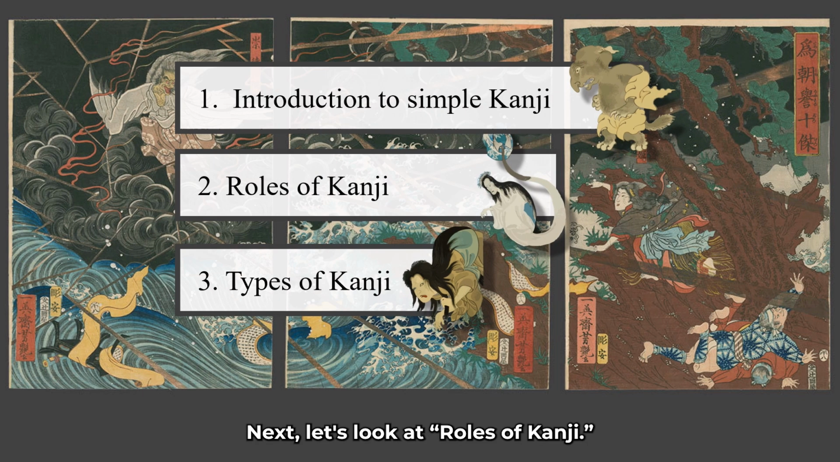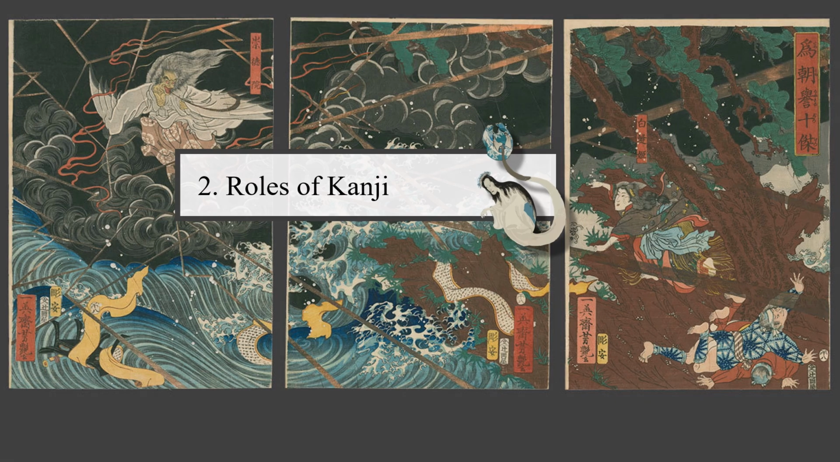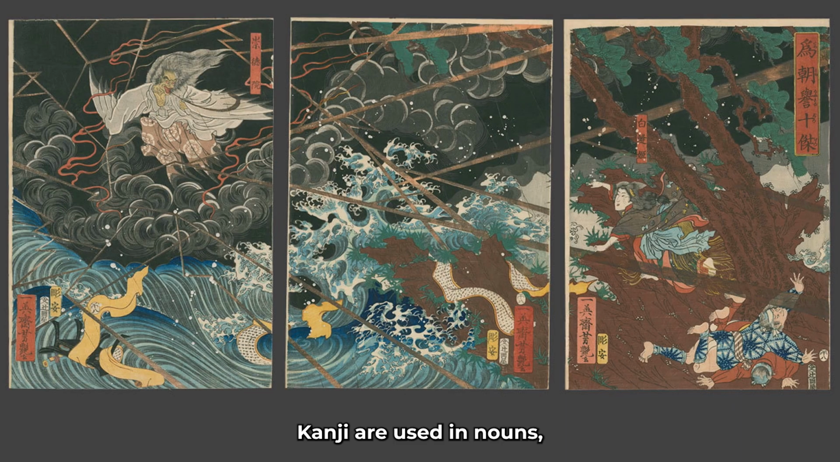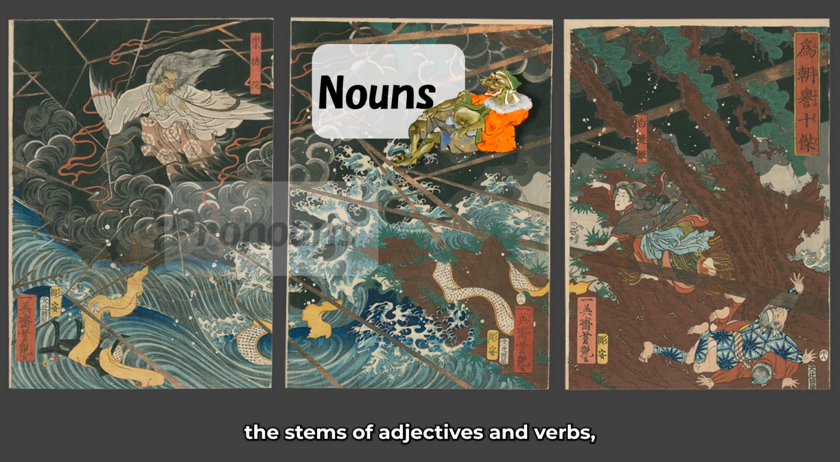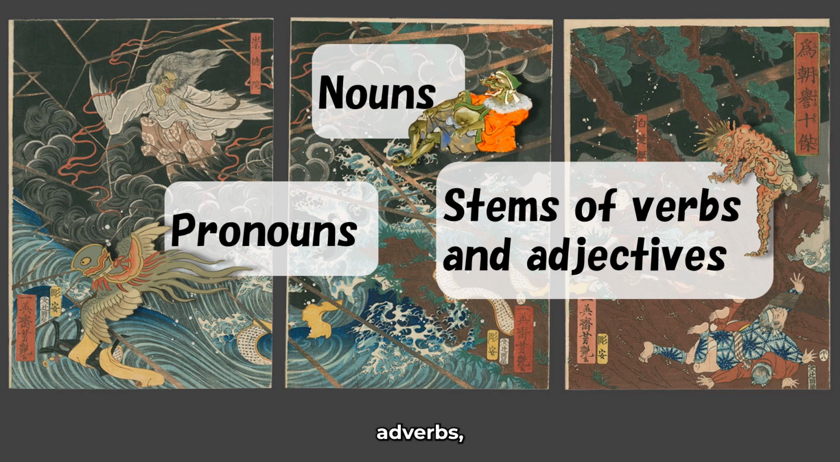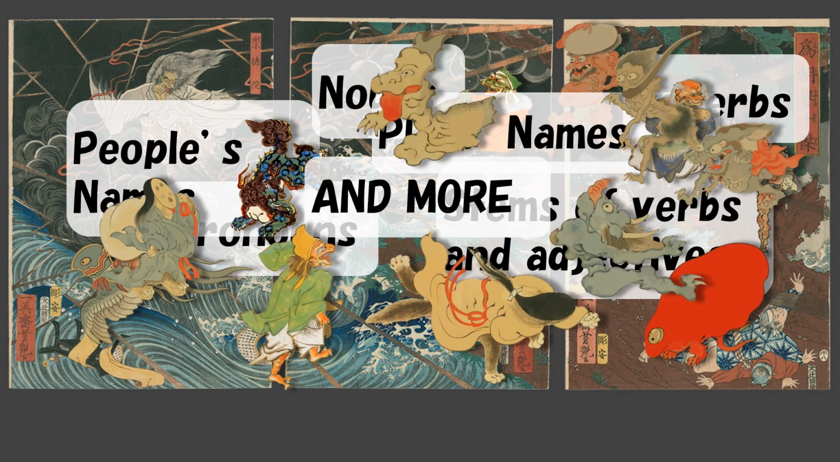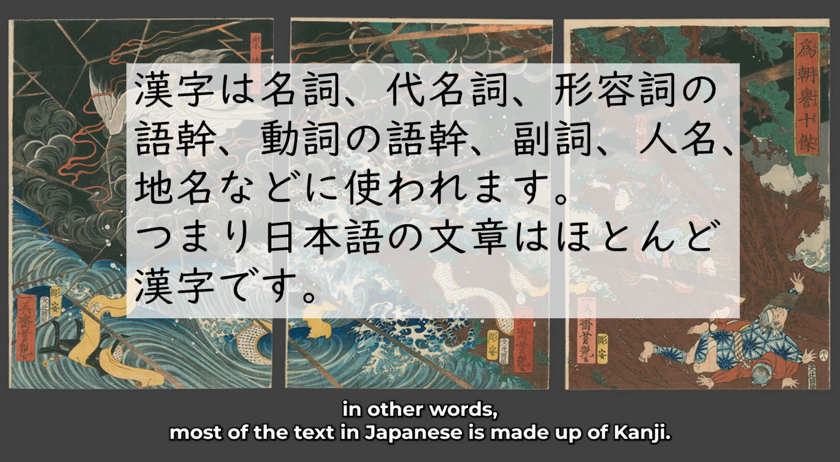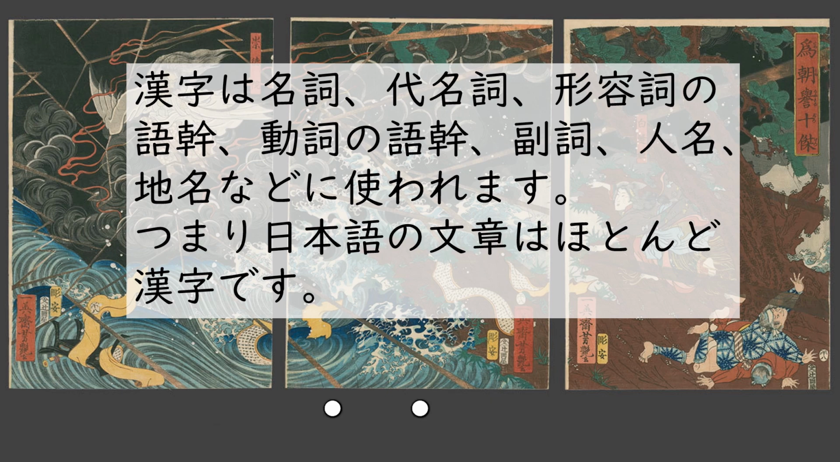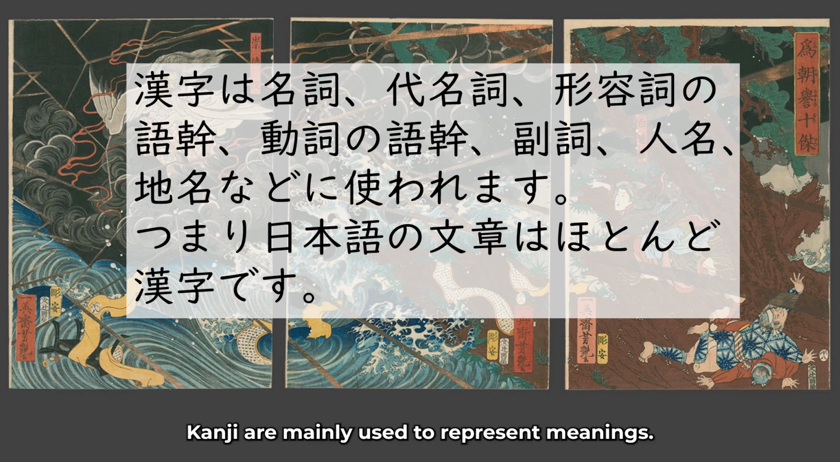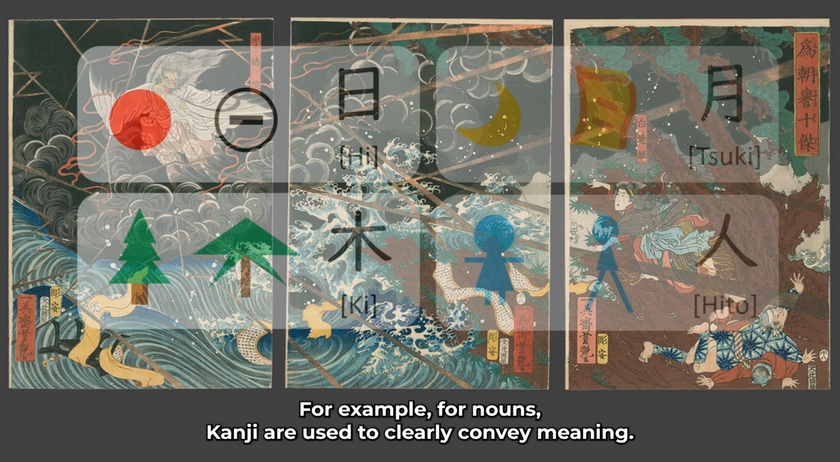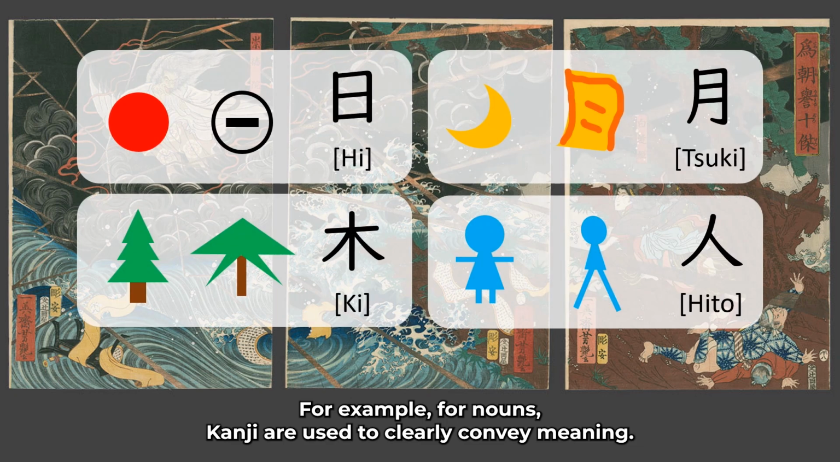Next, let's look at roles of kanji. Kanji are used in nouns, pronouns, the stems of adjectives and verbs, adverbs, people's names, place names, and more. In other words, most of the text in Japanese is made up of kanji. Sorry, that's a bit confusing. Kanji are mainly used to represent meanings. For example, for nouns, kanji are used to clearly convey meaning.